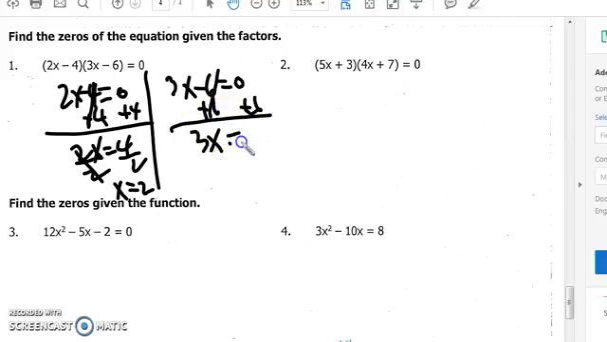3x equals 6, divided by 3. x equals 2. So they're both the same. So that's the answer. Next one, we're going to set up 5x plus 3 equals 0.